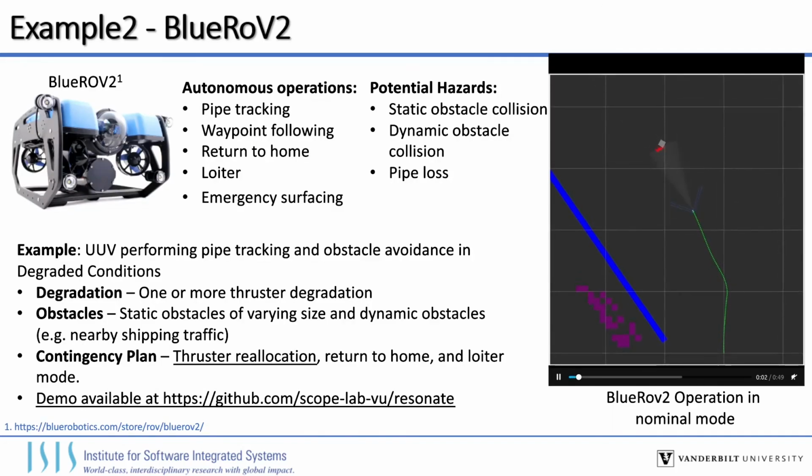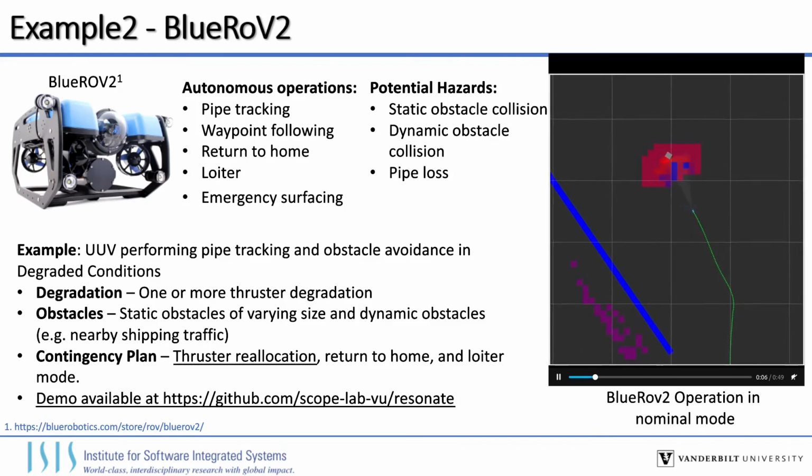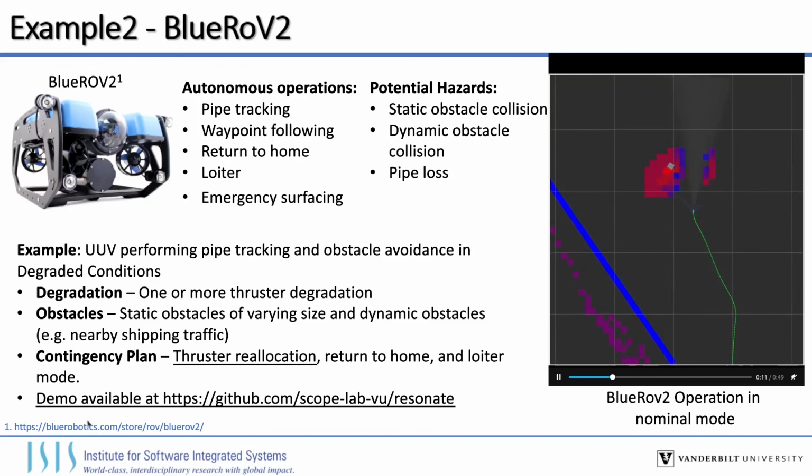We have a second example here, which is a UUV following a pipeline on the seafloor, while also performing obstacle avoidance. I don't think we have time to go into that here, but we do have a demo available on our GitHub at this link for those that are interested.